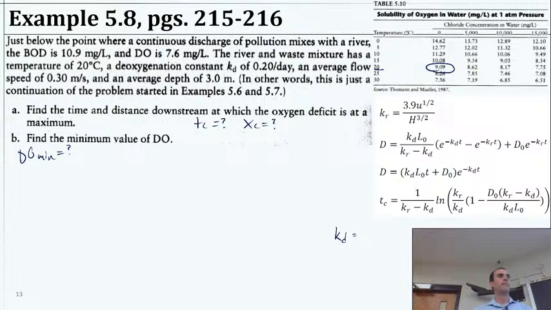Units don't matter for KD per day? Am I using seconds or days? KD should be in per day. I would suggest doing everything in per day. The only thing is when you calculate KR, don't worry about these units. Just leave that in per day. So when you calculate the critical time, it would be in days. Days, yeah.